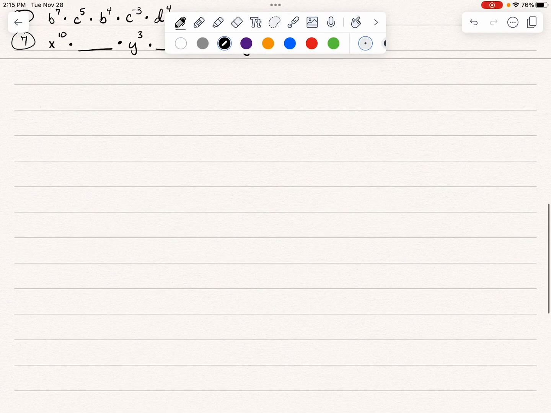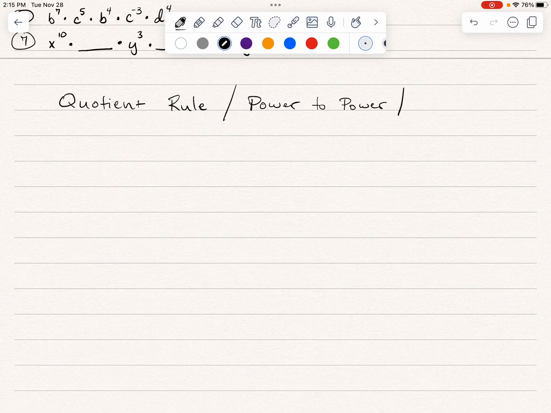Okay, guys, so today we are going to be discussing the quotient rule for exponents. We're also going to be talking about the power to a power rule. And lastly, we are going to be looking at negative exponents. But first, let's look at our quotient rule. That will be our first item to take care of on the notes.